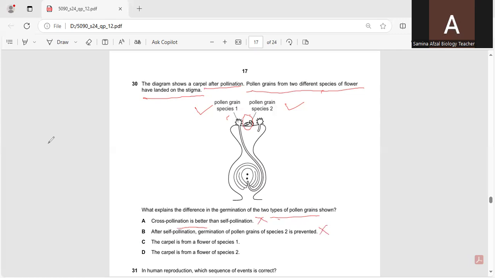The carpel is from a flower of species 1. So the carpel, this one, this is where the pollen tube is growing. So C is the correct option. The carpel is from a flower of species 2? No, species 2 is the alien or different species. And you can see the pollen tube is growing from the pollen grain. So in this way, C is the correct option.